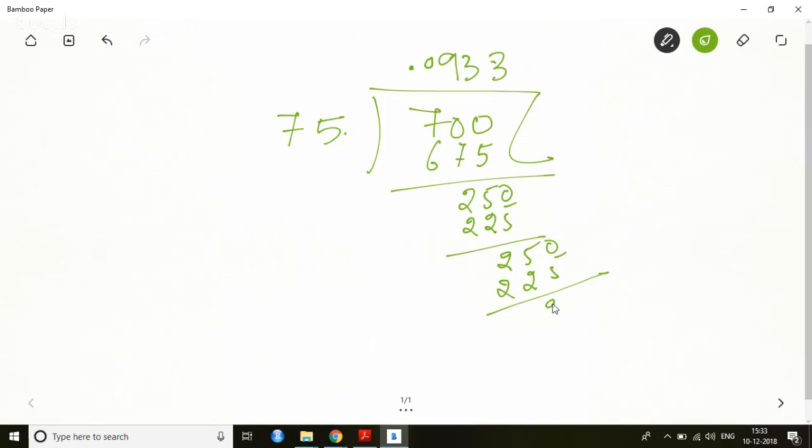So we see that the answer would be 0.093 bar. So it is non-terminating, but it is repeating.